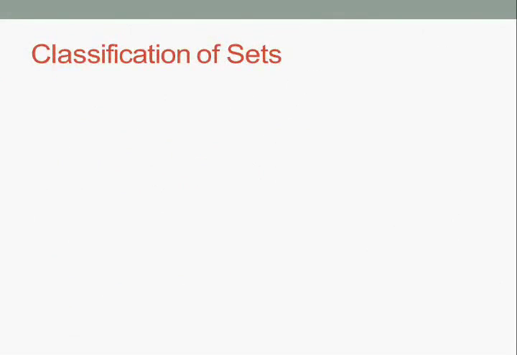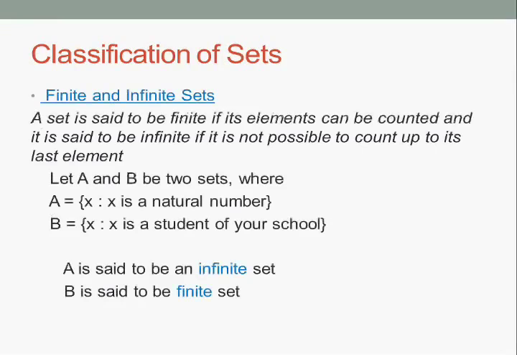Let's now discuss classification of sets. Sets can be classified in different forms, the first being finite and infinite. A set is said to be finite if its elements can be counted, and it is said to be infinite if it is not possible to count up to its last element.